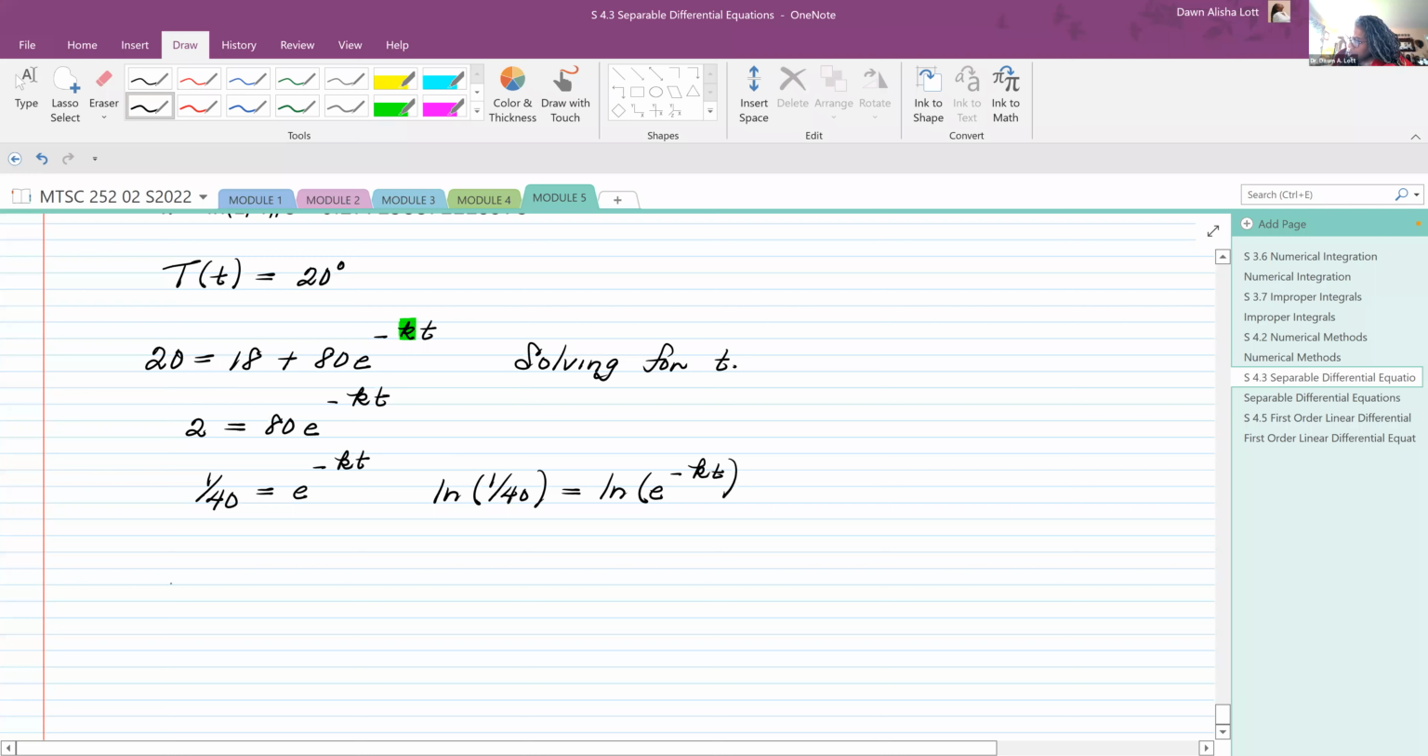So now we get the natural log of 1 over 40 is equal to negative k times t. Now remember, k is known. So therefore t, the one we want, is negative natural log of 1 over 40 divided by k.